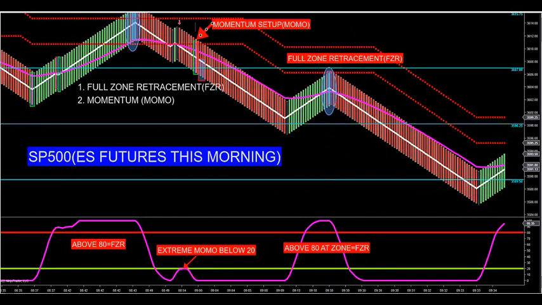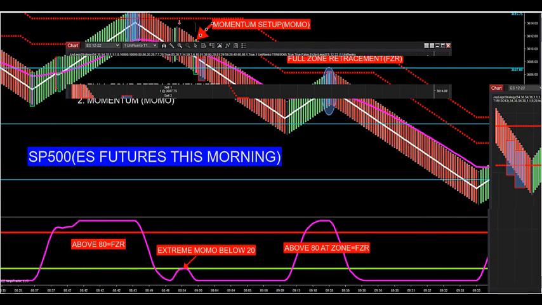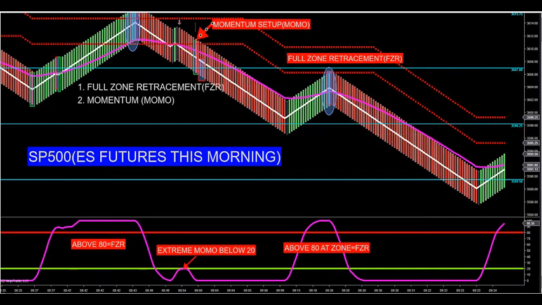Now, I get this all the time before we get into the algo here. When we do look at time frames, you can look at different time frames based upon your trading style. So if your trading style is scalping, you want to look at a smaller time frame.